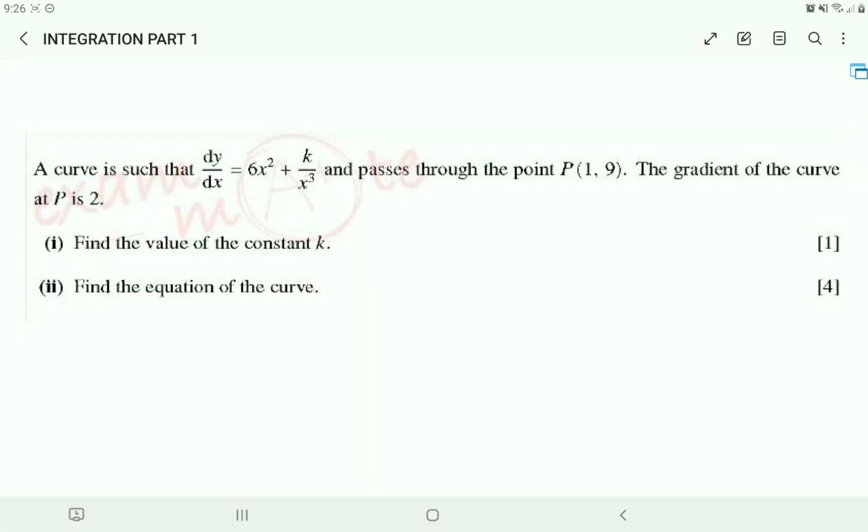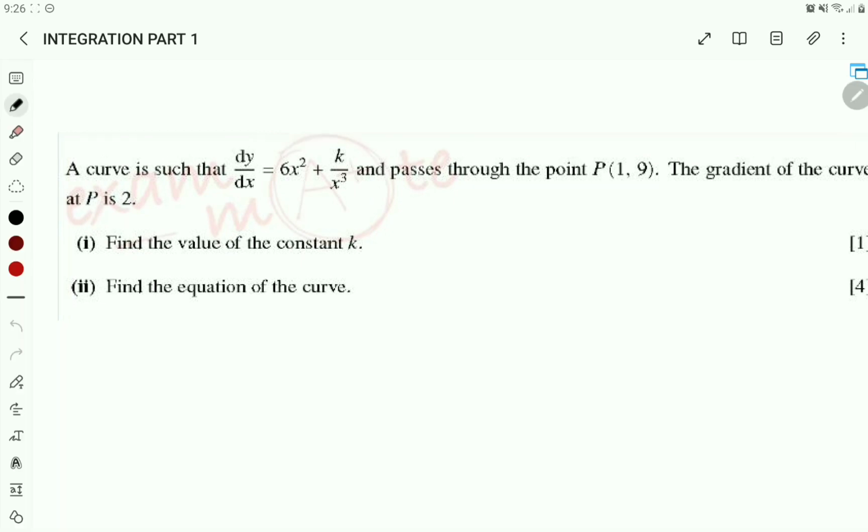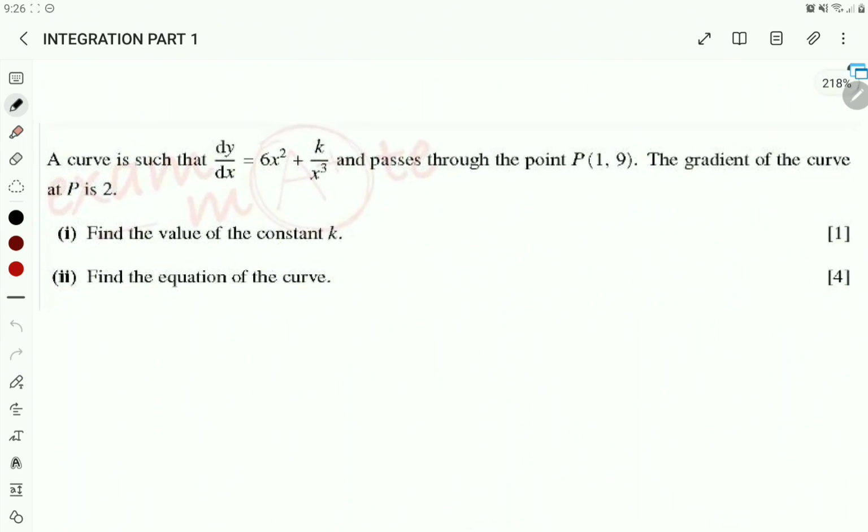Let's try to do some past paper questions relating to the topic Lesson 1 and Lesson 2. A curve is such that dy/dx equals this expression and passes through the point (1, 9). The gradient of the curve at P is 2. Number 1, find the value of the constant k.